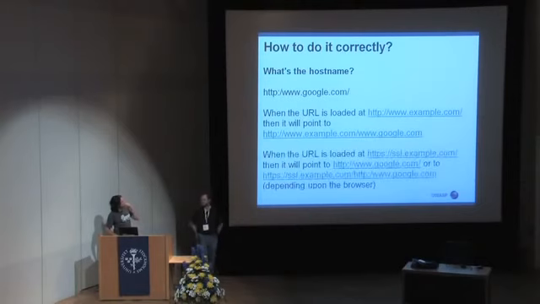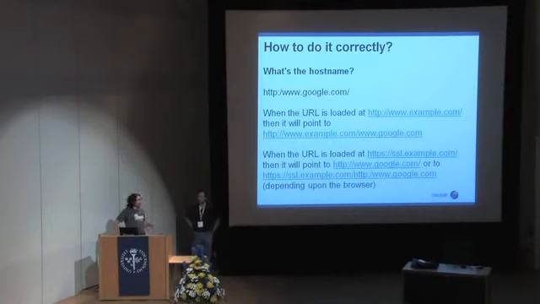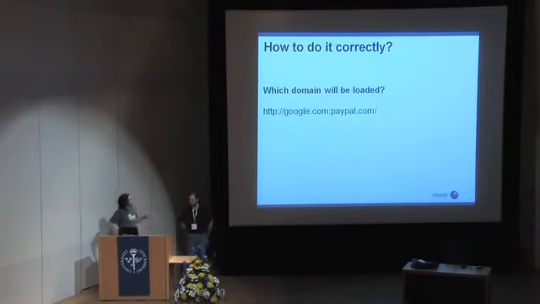And then if the URL is loaded in an SSL website in HTTPS, it will point to http://www.google.com. The reason is that in the RFC, it's not very well defined what to do in these cases. So some browsers do that, and some browsers don't. The RFC actually says it's an interesting case that every implementer has to consider, but it doesn't say how to solve it. In this case, which domain will be loaded?